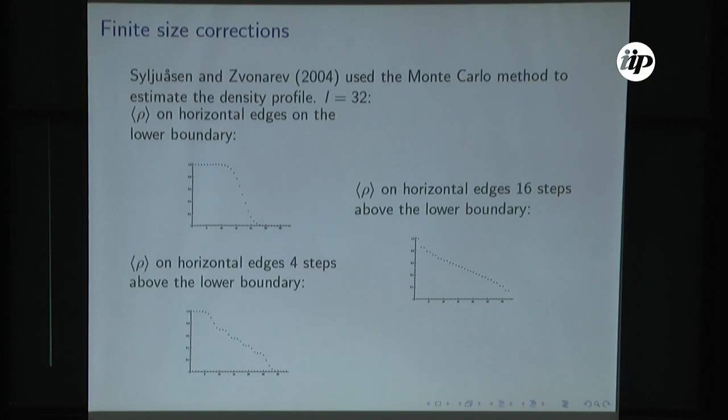Now, let me say something about finite size corrections. Sjöstrand and Sheffield first calculated the expectation value of the density by Monte Carlo. On the lower boundary, they found this function that decreases monotonically. But when there are four steps above the lower boundary, we found these plateaus in the middle. This continues when there are 16 steps, that is to say, in the middle of the lattice.